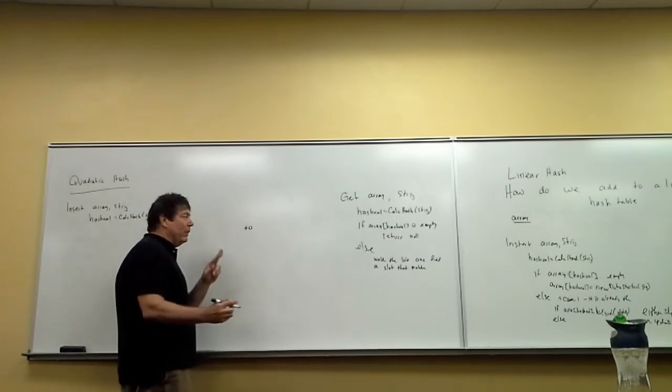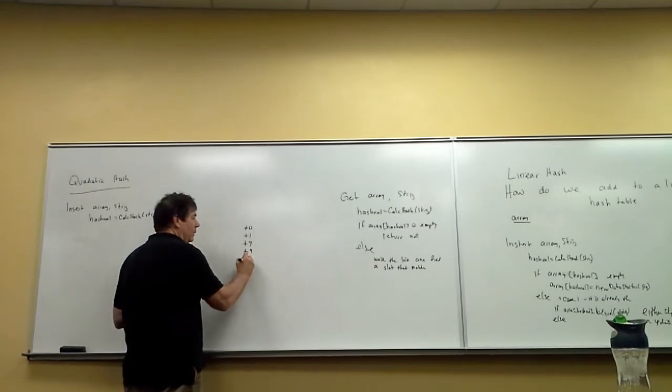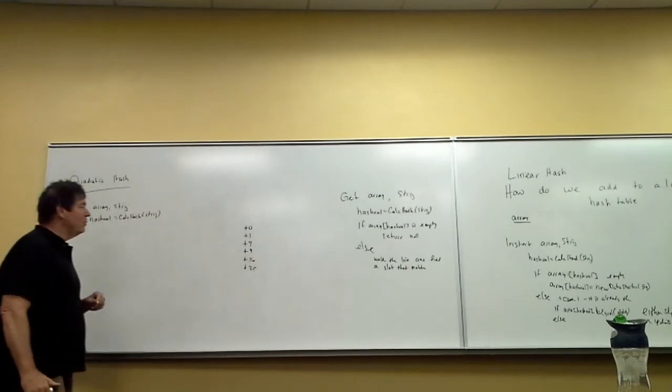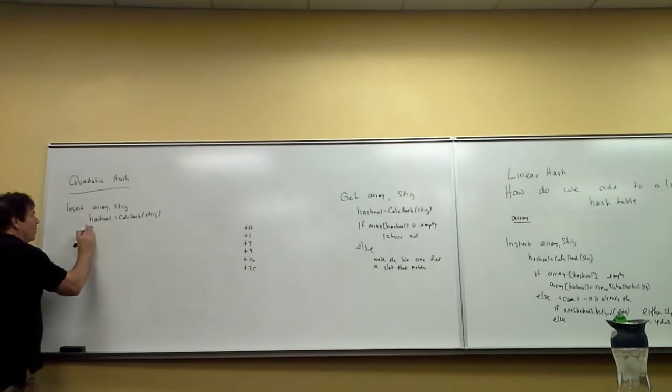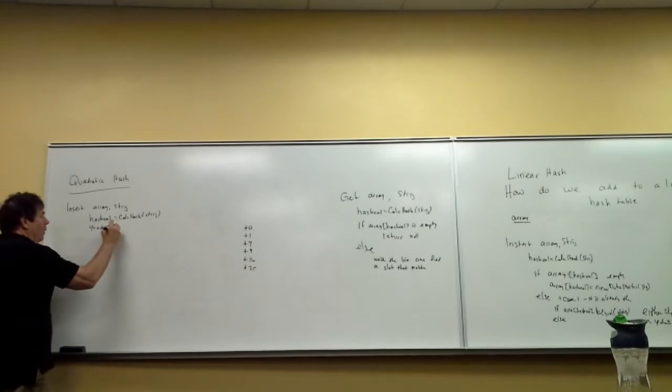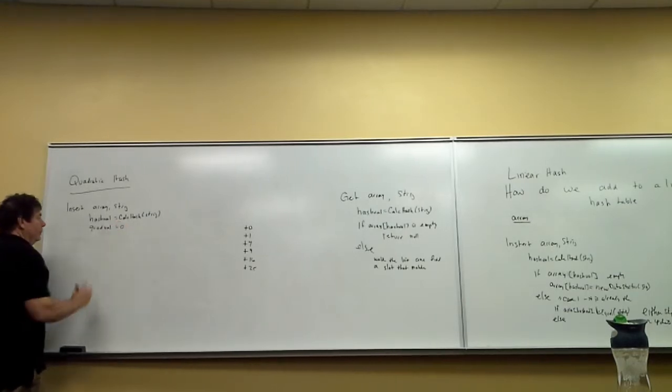We're going to hope that we get it. Plus 0, plus 1, 4, 9, 16. So we need some sort of value. Let's say the quad value. So we're going to start off at, let's see, something like this.